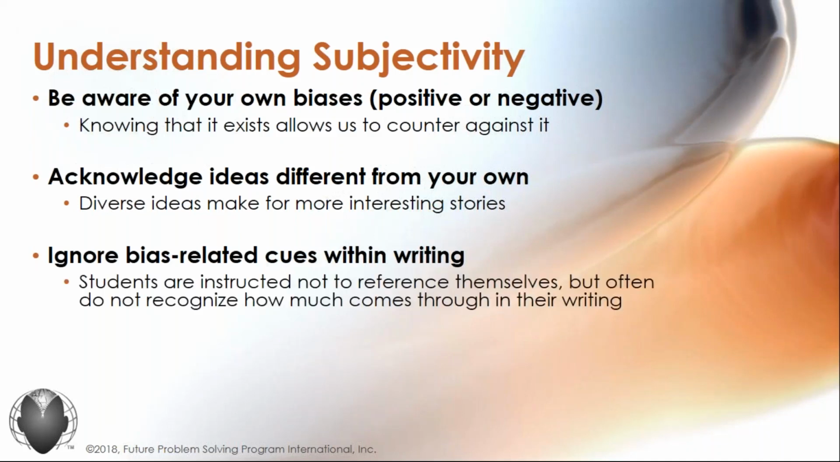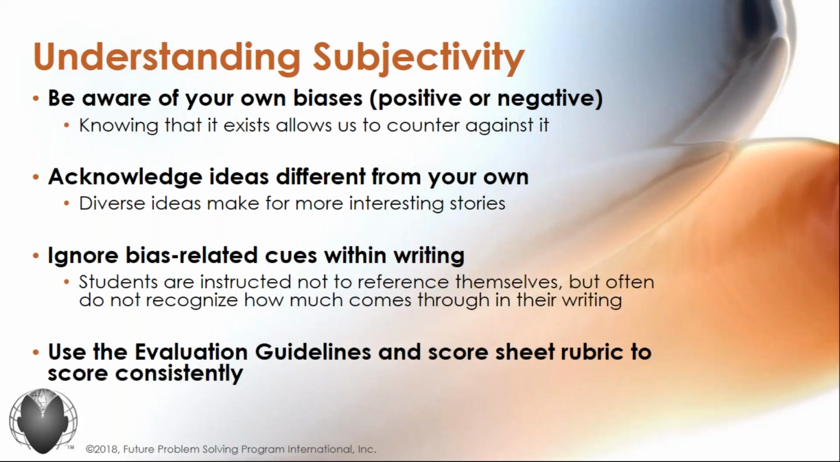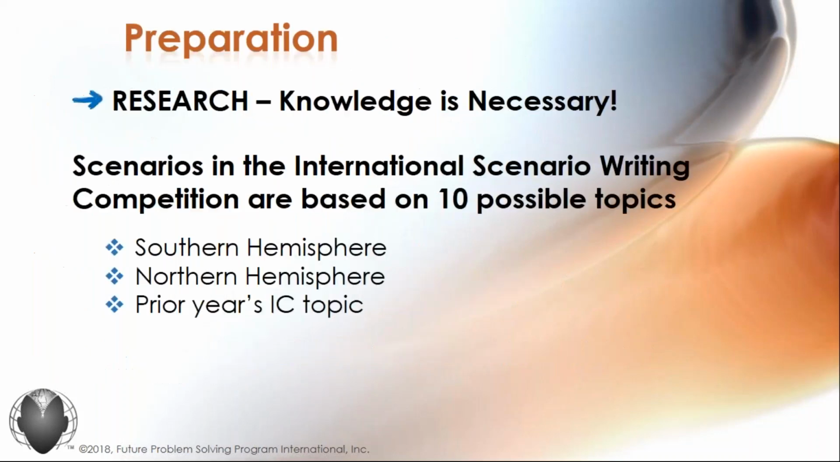We want to ignore any cues in the student's writing that may reflect bias in them. We ask our students not to reference themselves. However, oftentimes you might read a piece of writing from a student, and many of us have probably already experienced this, but just based on the context or the vocabulary, we can tell the background of the student, and we want to make sure that that doesn't lead us to evaluate them unfairly. And most importantly, if we are following those evaluation guidelines and our score sheet rubric, that's going to help our consistent scores for our students.